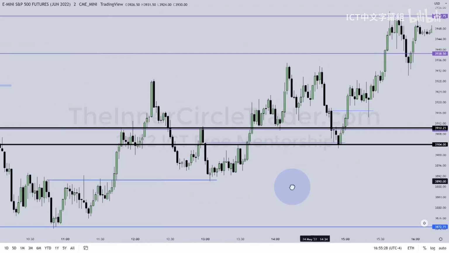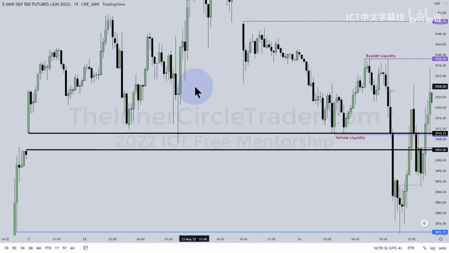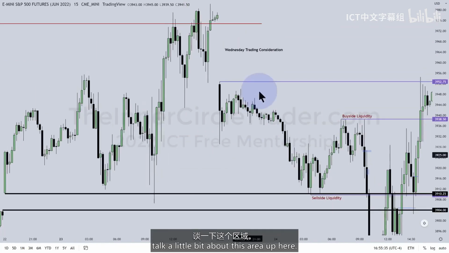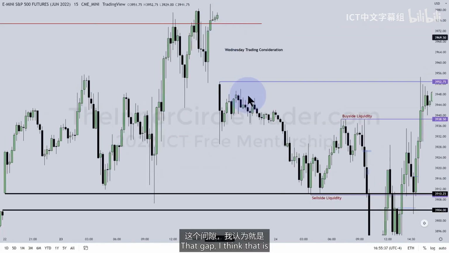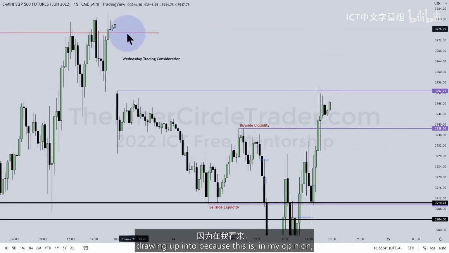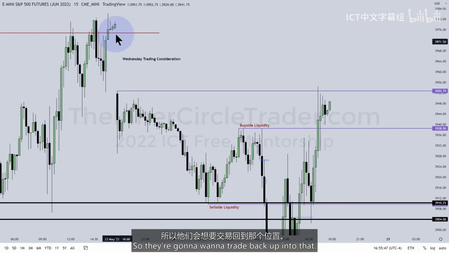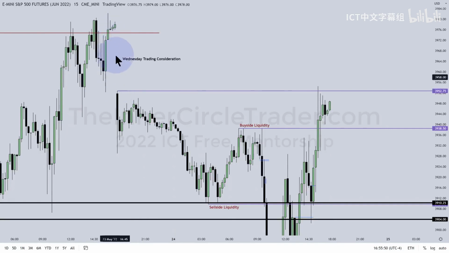think that is it. I want to go back up to the 15-minute time frame and talk a little bit about this area up here. That gap, I think that is where we're going to be drawing up into, because this is, in my opinion, not going to be left open. Okay, so they're going to want to trade back up into that. There's missing data here. Okay, there's an actual gap. So it'll want to draw up into that.